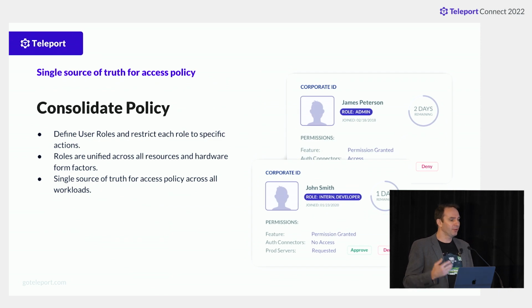Next up is you have to eliminate access silos. Simply because as you add more software, more hardware, more different data centers and regions, you end up with different silos with different sources of truth. So consolidating policy in one place, that allows you to scale very cheaply.